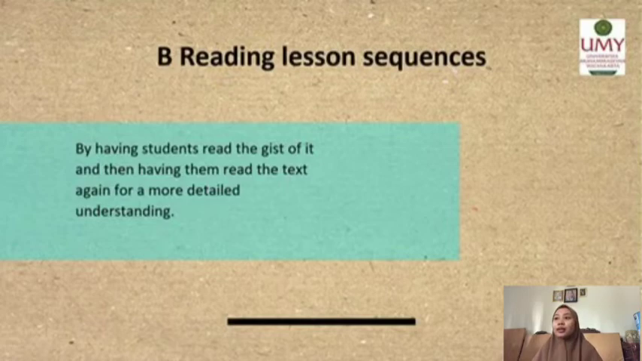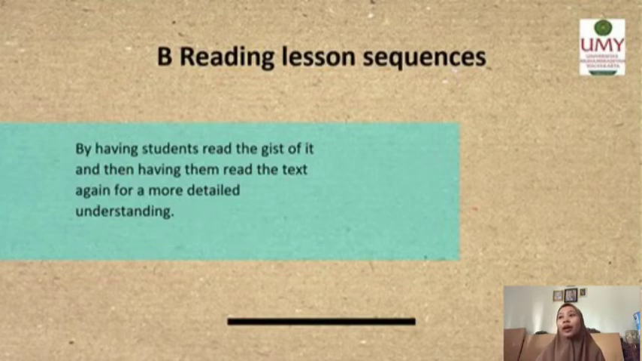B. Reading lesson sequences. By having students read the gist of it and then having them read the text again for a more detailed understanding. They can start by identifying the topic of the text before quickly scanning the text to record specific information.